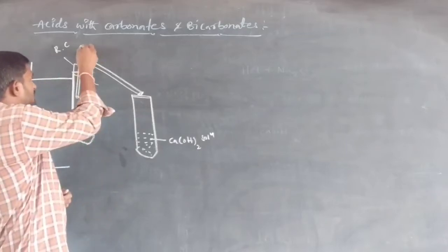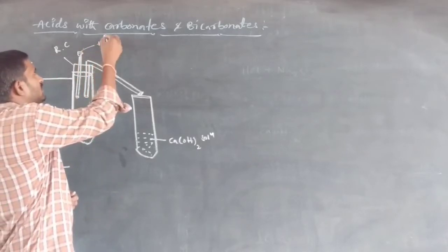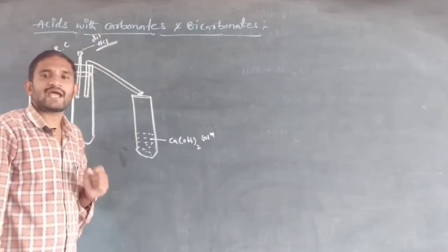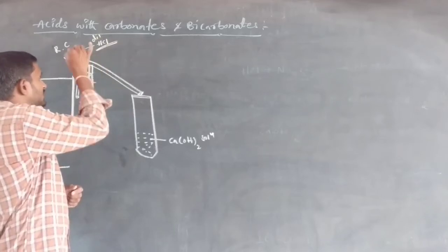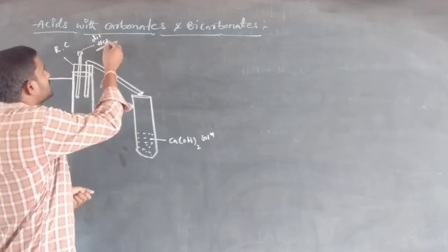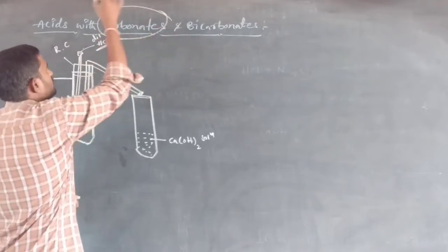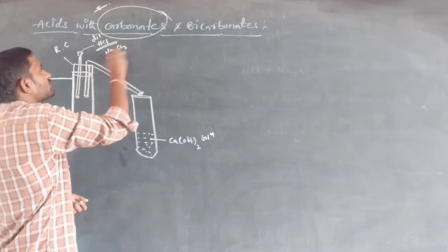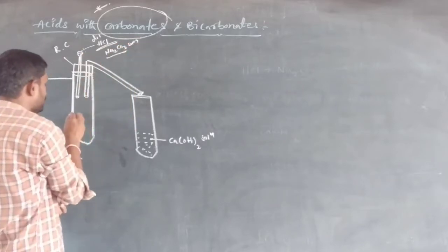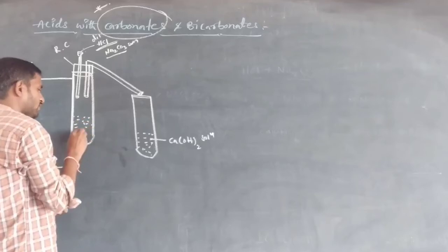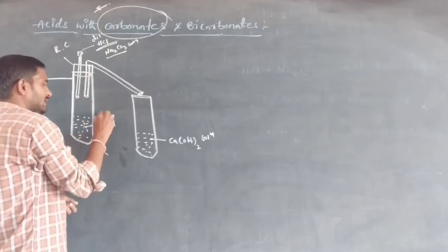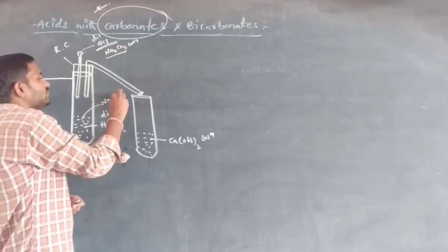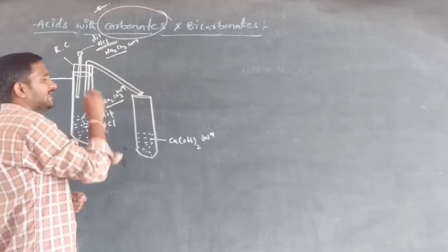Through this crystal funnel we now pour some amount of dilute hydrochloric acid. Then we add some amount of the carbonates. The first activity is with carbonates. Now we pour sodium carbonate, Na2CO3 solution, into this test tube. This is dilute hydrochloric acid, and to this we added Na2CO3 solution.